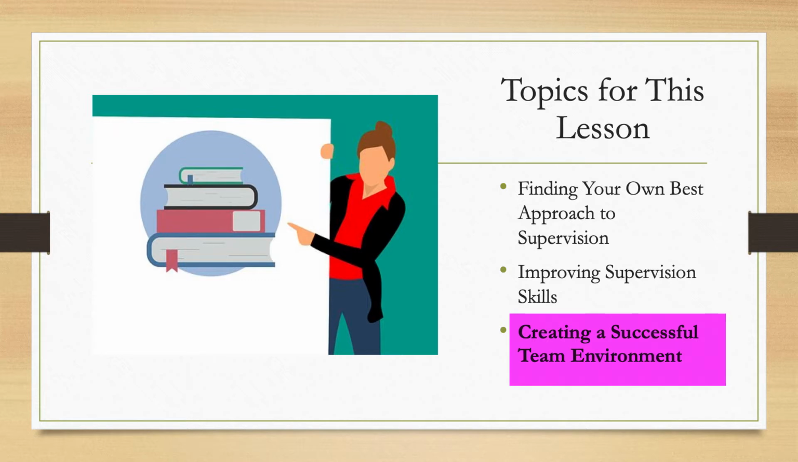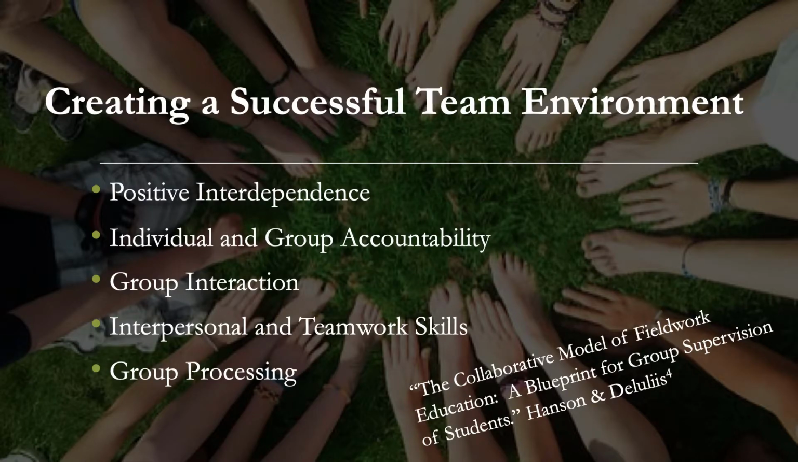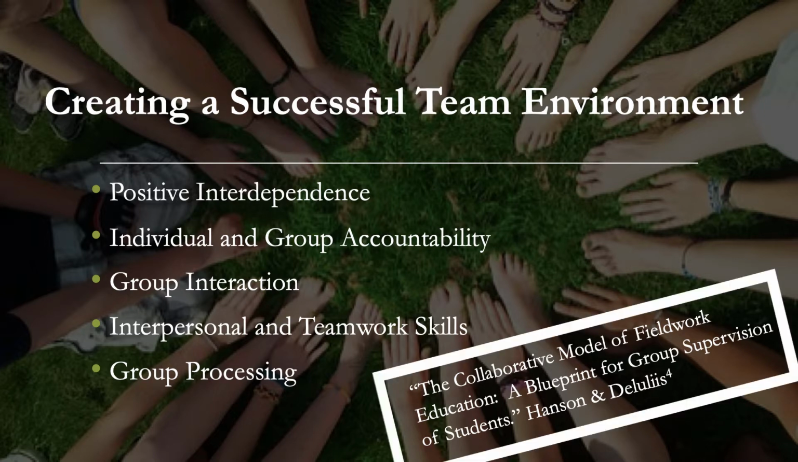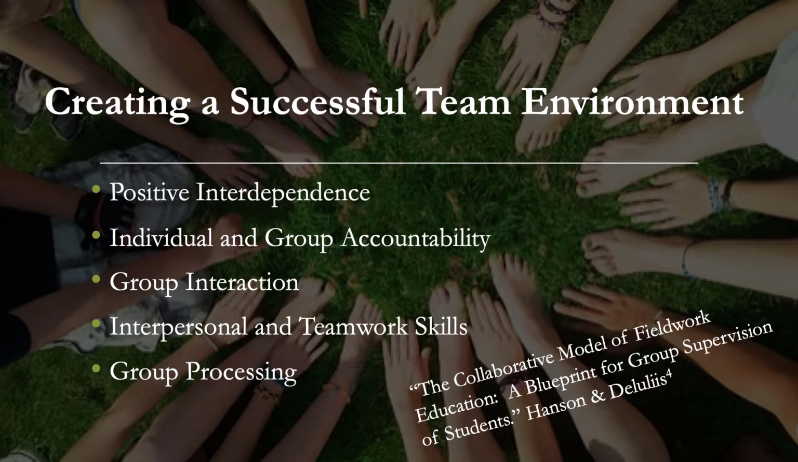Many of the principles we just discussed are part of creating a successful team, so we'll just touch on a few additional recommendations for this topic. Building on the work of other authors, Hansen and DeLulius suggest that 5 elements should be integrated into the collaborative learning model: positive interdependence, accountability, group interaction, teamwork skills, and group processing. Let's define each of these so that we can easily apply them with our PT/PTA student team.